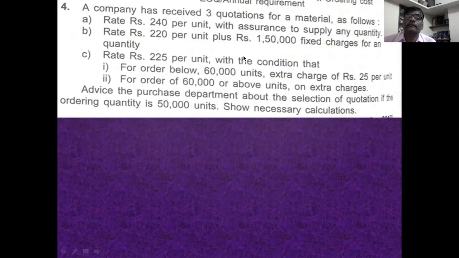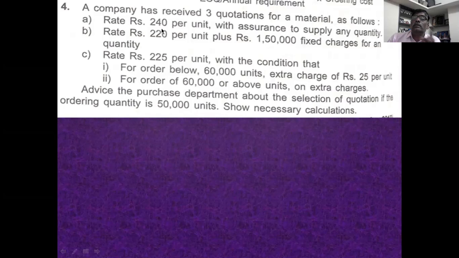Okay, additional cost. And the third quotation is they are ready to supply at 225 per unit, with the condition that your order should be more than 60,000 units. If your order is below 60,000 units, you have to pay extra 25 rupees per unit. Okay, this is the condition regarding the third one.